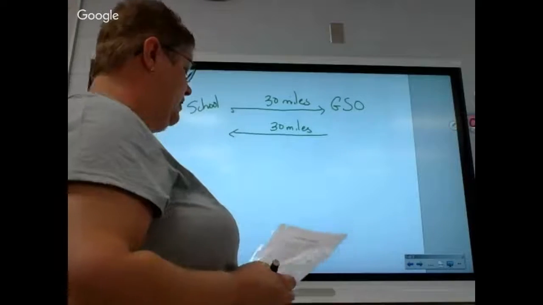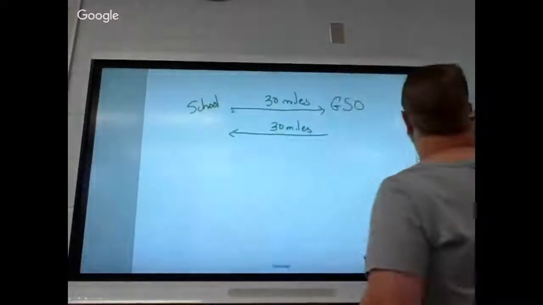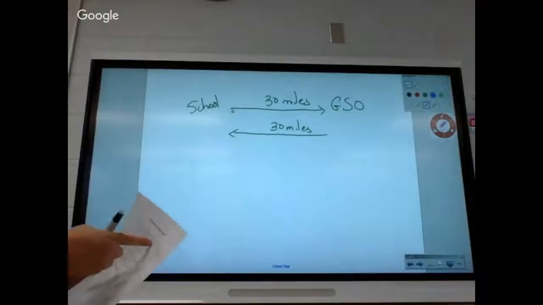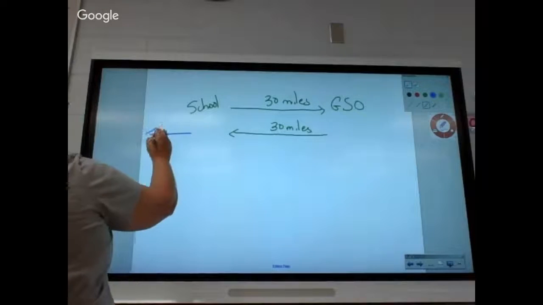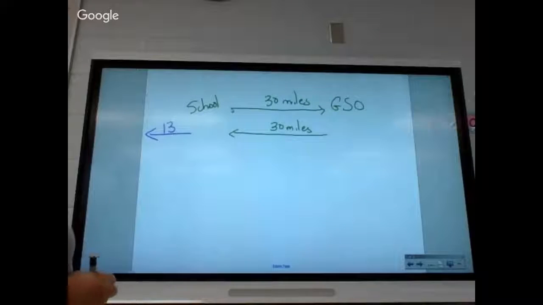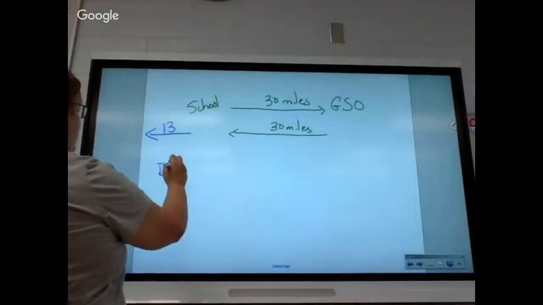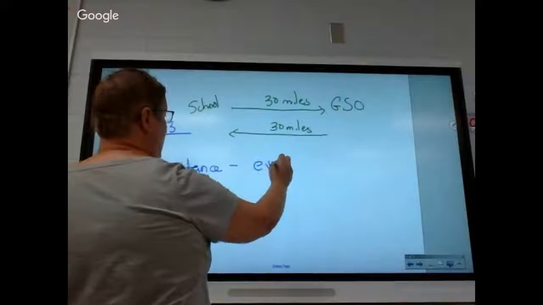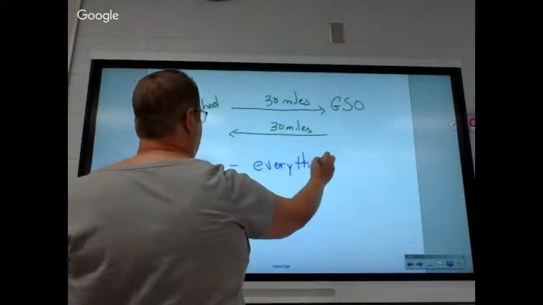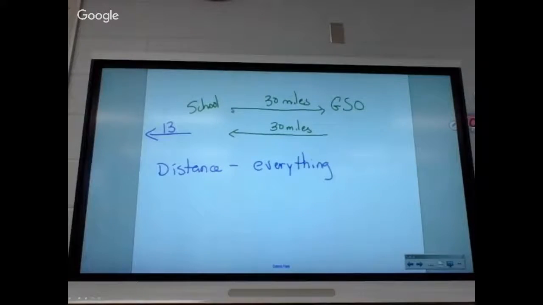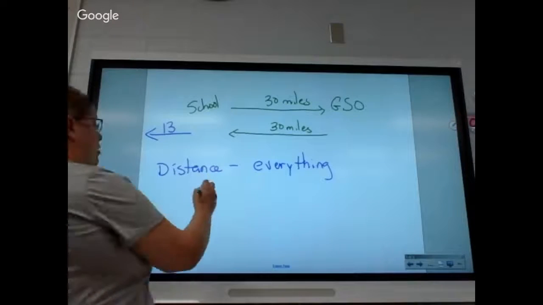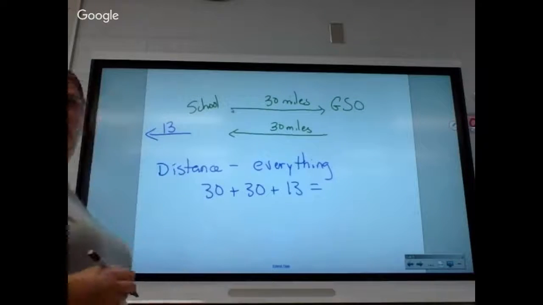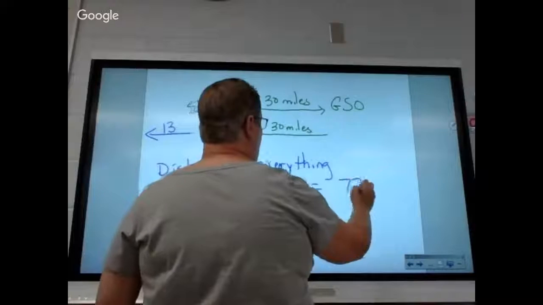Now, once I get to the school, what does it tell me I'm doing? After I get to the school, what am I doing? I'm driving home, and I'm driving how many miles? I'm driving 13 miles. So, what is my distance? What do I do for distance? That's everything, right? So, if distance is everything, what do I do for everything? So, I do 30 plus 30 plus 13. So, what do I get when I add all that up? 73 miles.